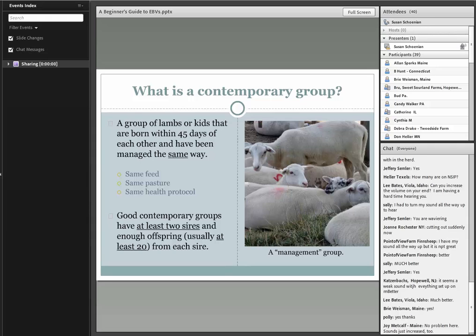For the purposes of EBVs, in order to have good contemporary groups of animals that we can compare, we need to have at least 2 sires. We need to use 2 rams, 2 bucks. And we need to have enough offspring. Usually at least 20. Sometimes they'll say 15 is enough. The bigger that group is, the better the data is, the more accurate the data is.